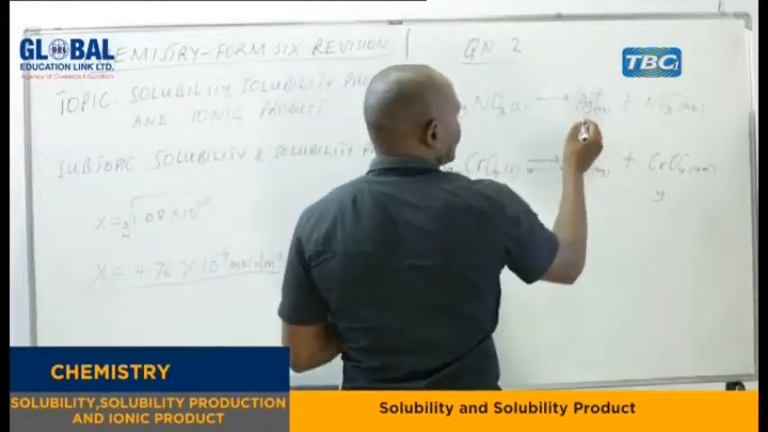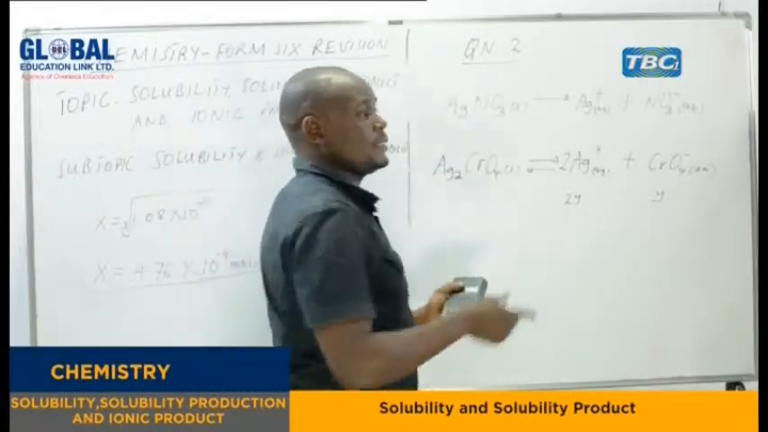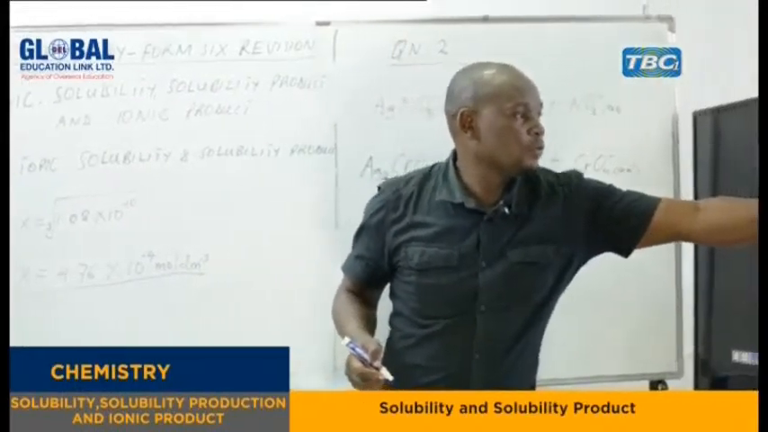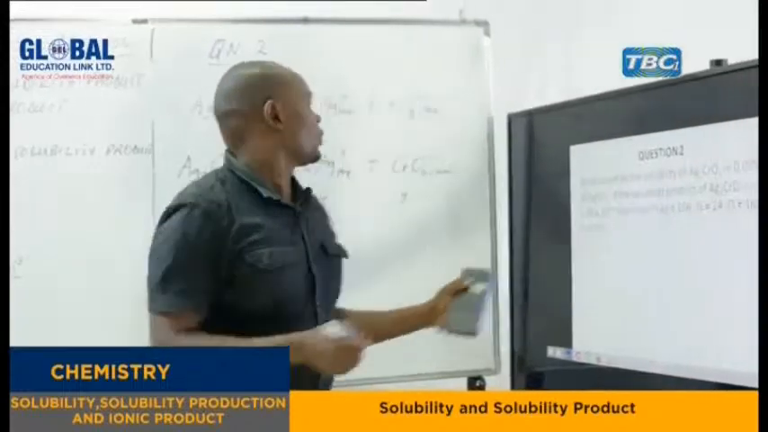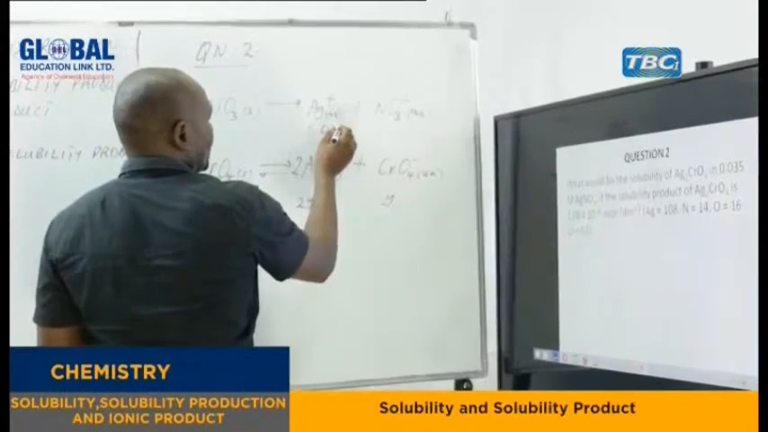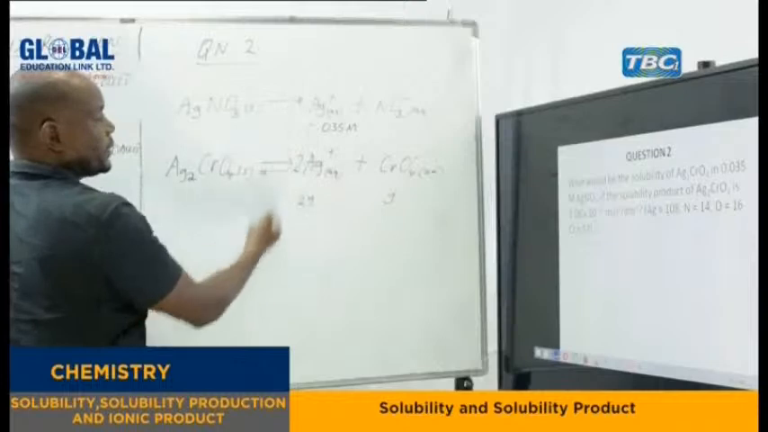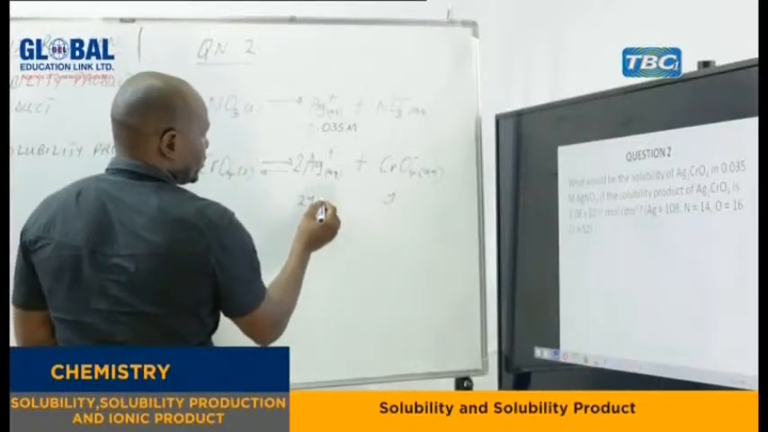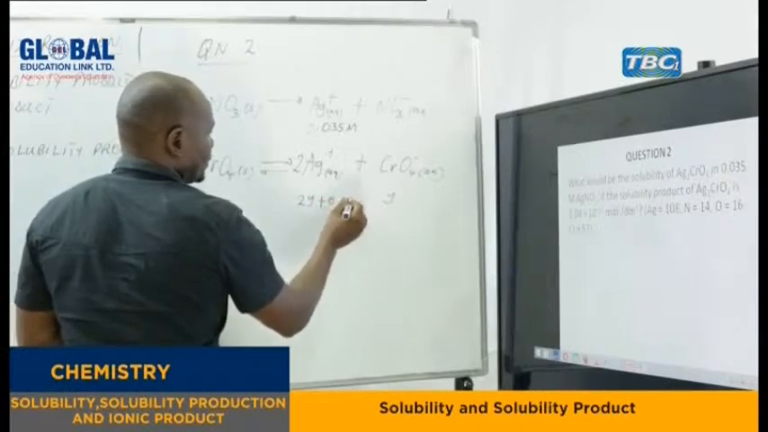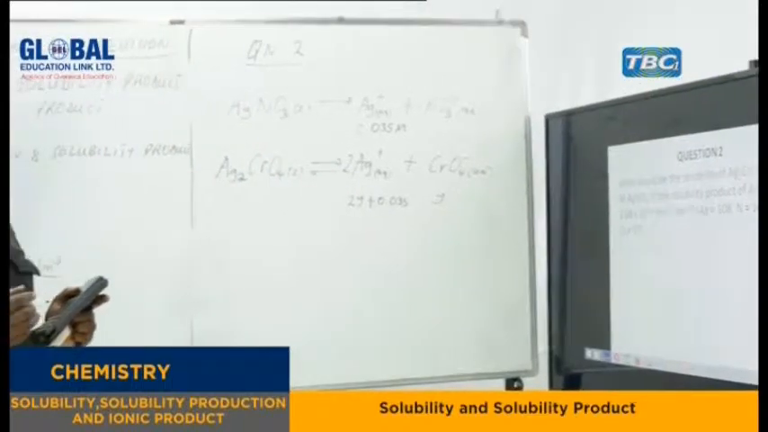But silver nitrate here also releases silver, so we have the concentration of silver. If we go to the question, we have been told that it is 0.035 molar. So this is the common ion, and therefore it will be adding 0.035 to the concentration of silver ions.